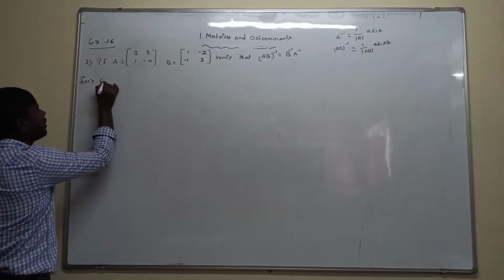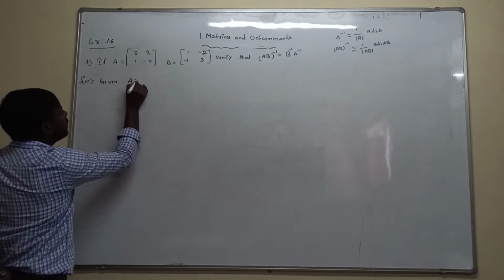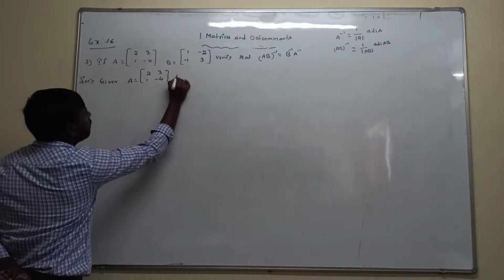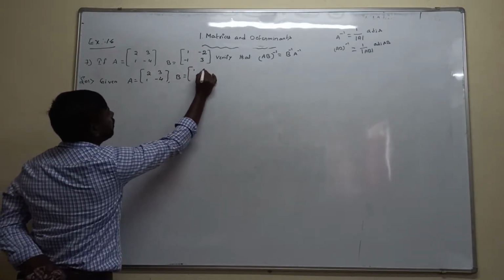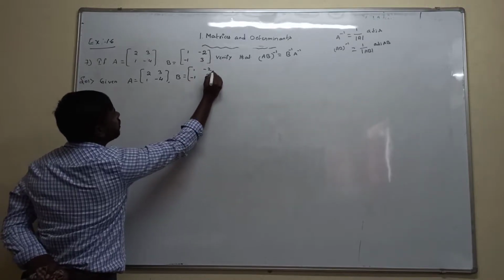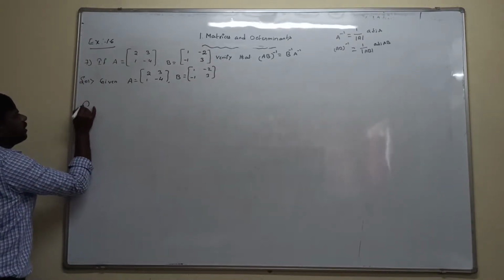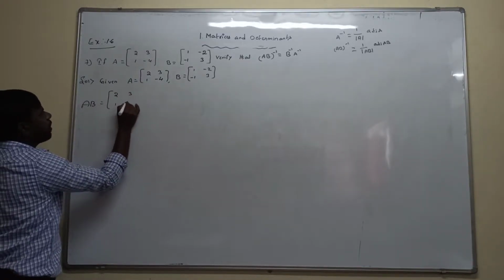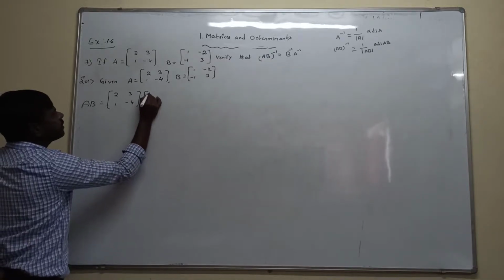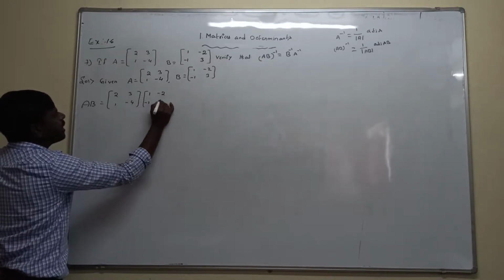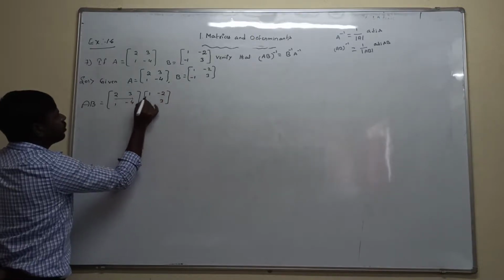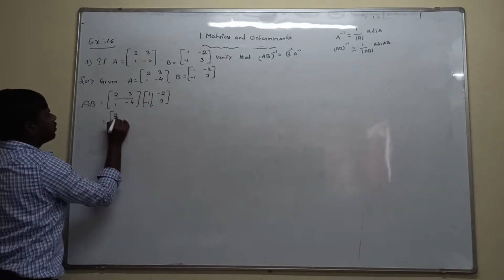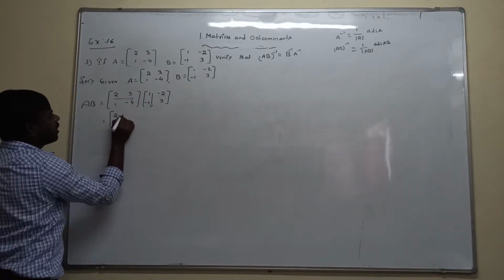See the solution. Given A matrix is 2, 3, 1, minus 4. B matrix is 1, minus 2, minus 1, 3. First we are calculating the AB matrix. The A matrix is 2, 3, 1, minus 4. The next B matrix is 1, minus 2, minus 1, 3. Now product of the first row, first column: 2 into 1 is 2, plus 3 into minus 1 is minus 3.